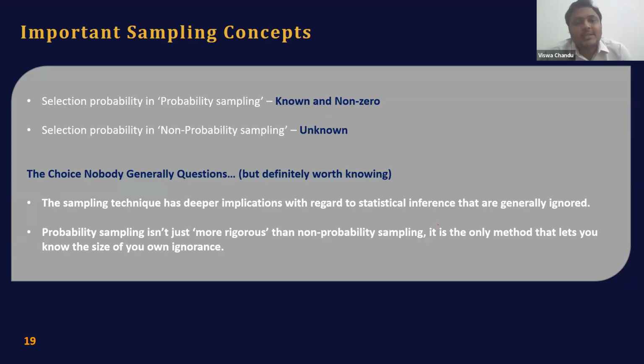And then the choice nobody generally questions, but definitely worth knowing in non-probability sampling technique is that, just go back to your alpha definition. Just go back to your p-value definition. What do they say? My p-value says if the null hypothesis is true, that is the inference of the p-value. If it is true, what is the probability of me getting a difference, an effect, which is at least as extreme as that I found in my sample just because of random sampling variation?